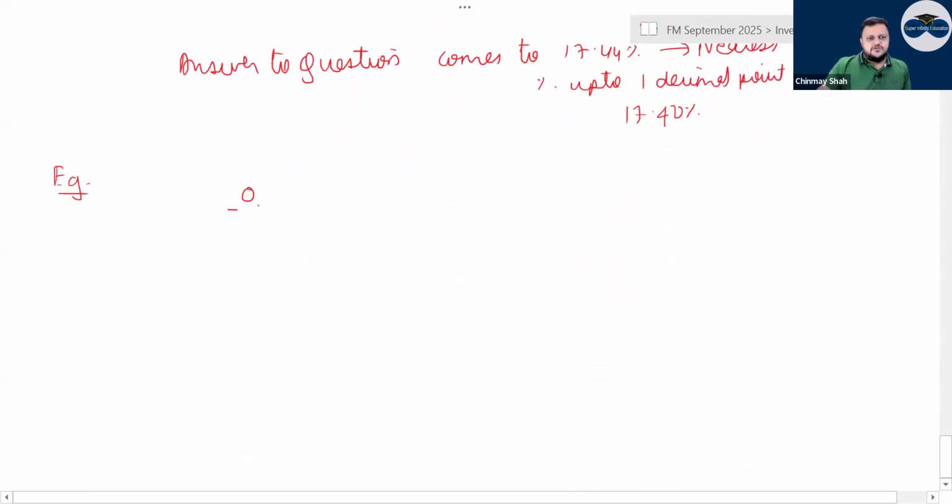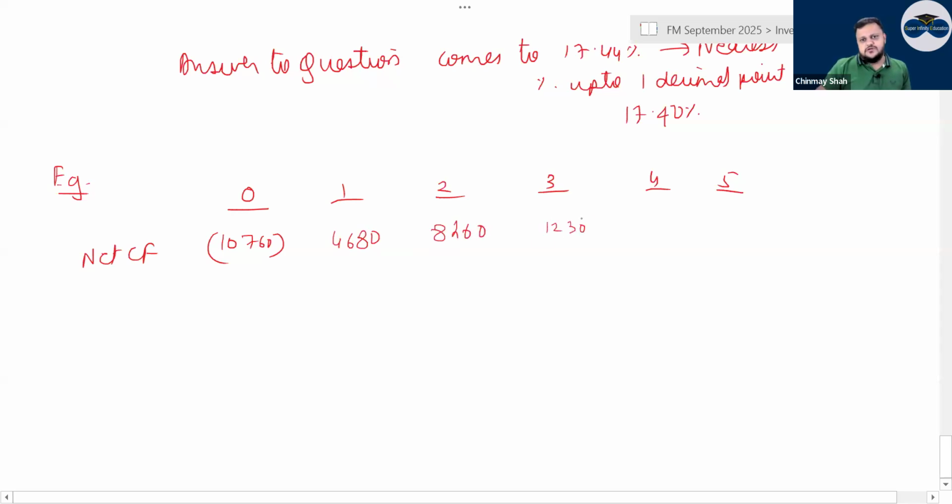Write down the example. Years 0, 1, 2, 3, 4, 5. This example is very important. Net cash flows: negative 10,760, 4,680, 8,260, negative 1,230, 7,360, and 520.